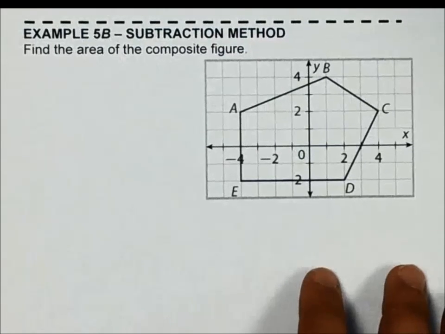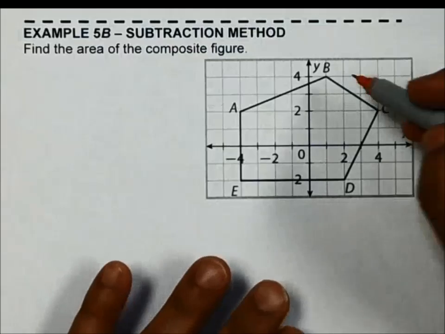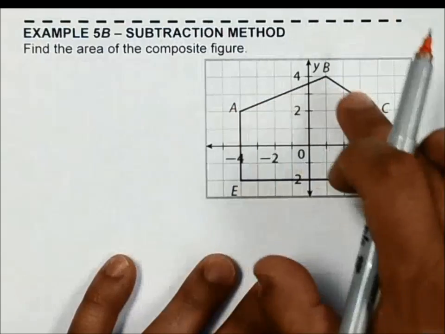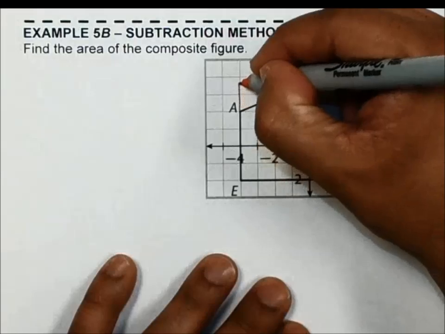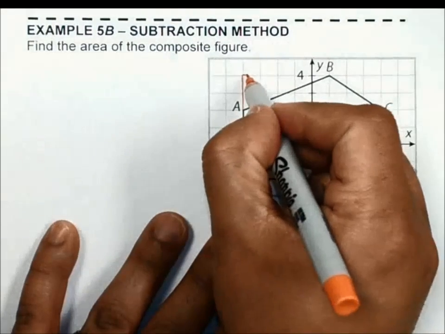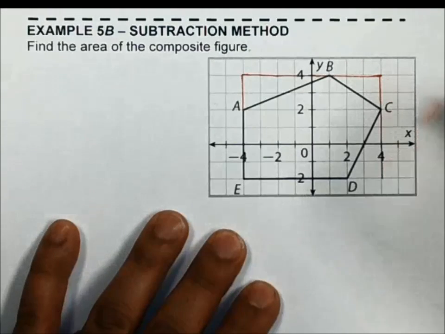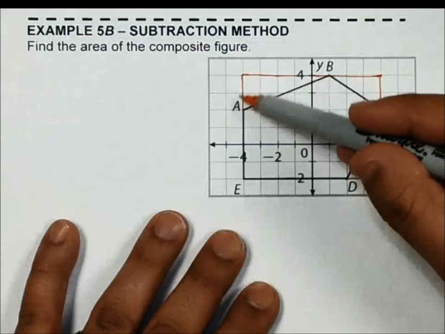All right, for this next one, I'm looking at the same picture, but I'm going to use what's called the subtraction method. So if you're going to use this method, what you want to do is see what kind of shape you can make that includes this polygon here. So when I see this, I can extend these out to form one big rectangle, like so.